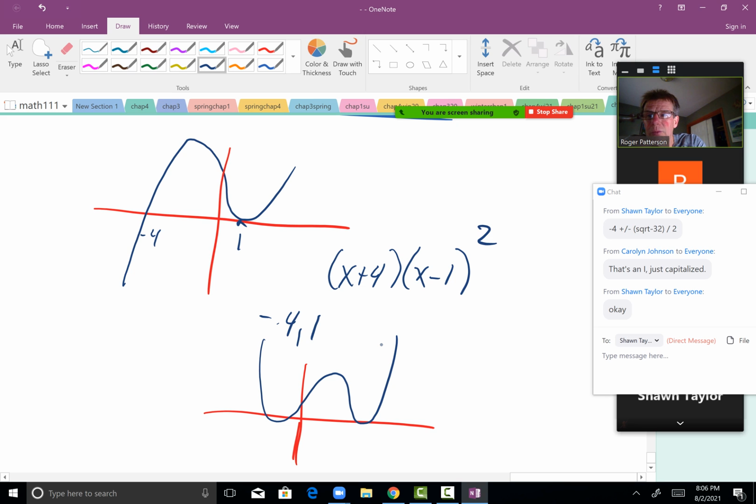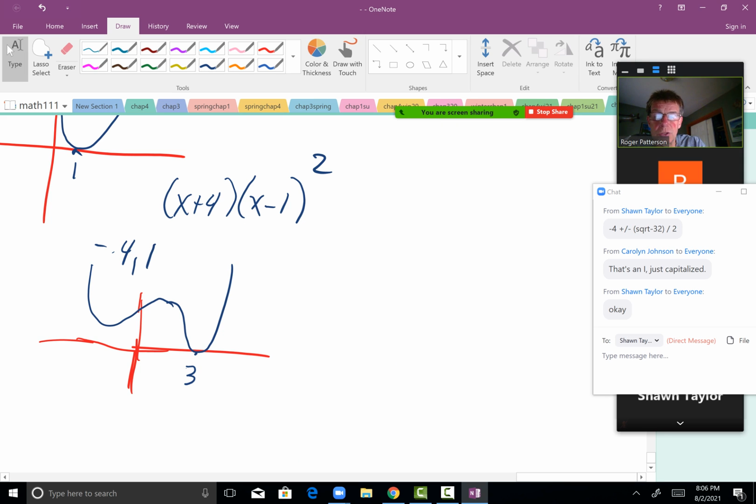I don't really need this, let me erase this part. Where it looks like that, and let's say that this is 3, then you would take that and do synthetic division with 3 twice, because it's a double root. It doesn't change anything, you're still doing the same thing.